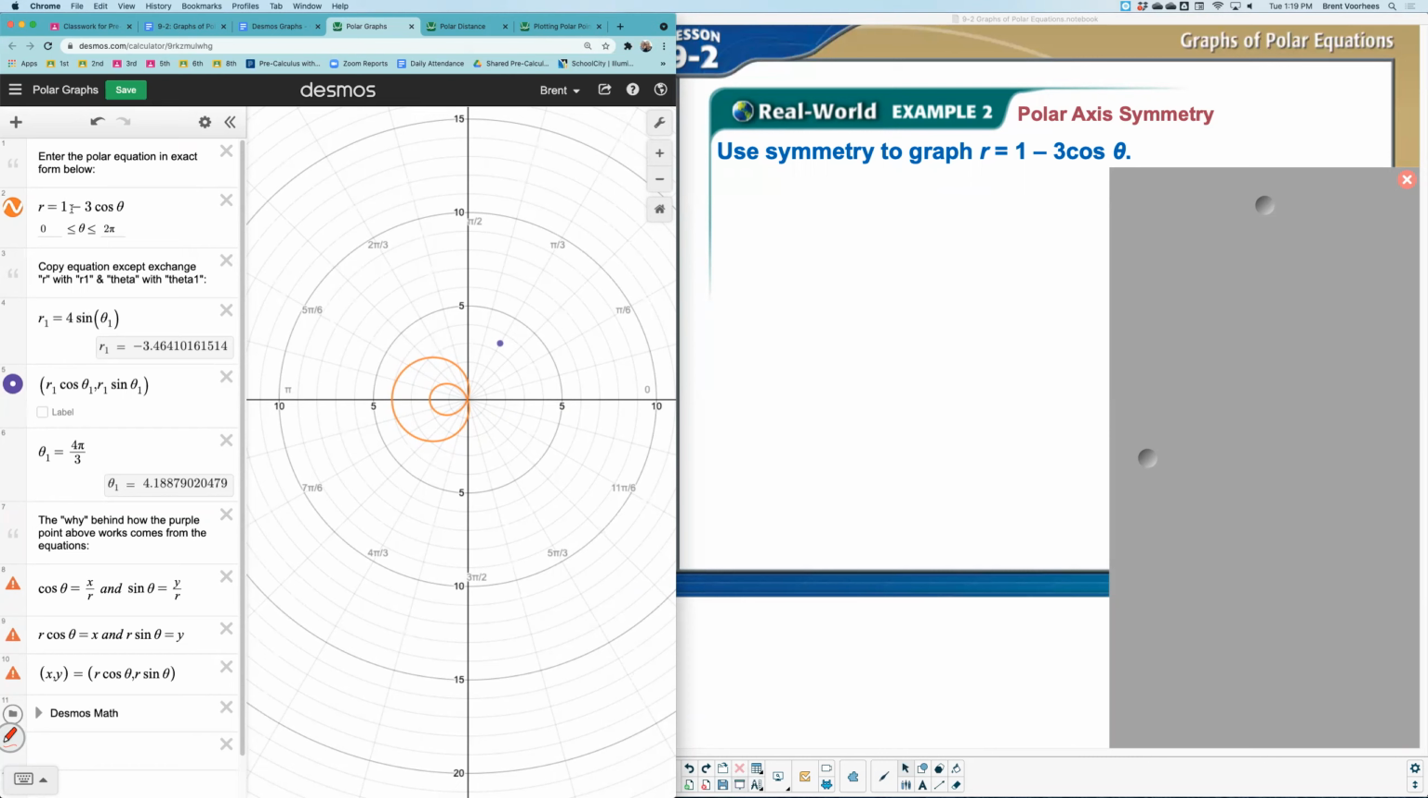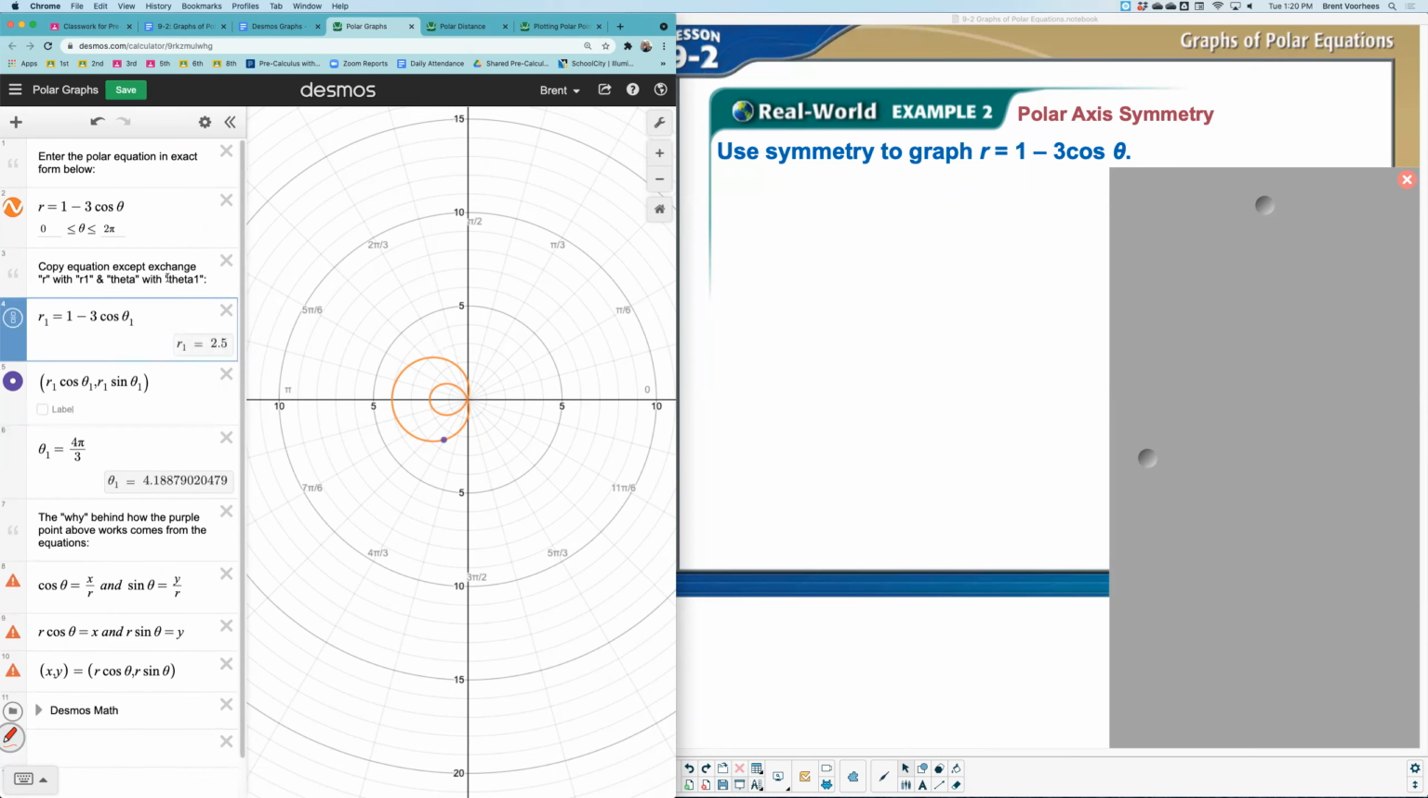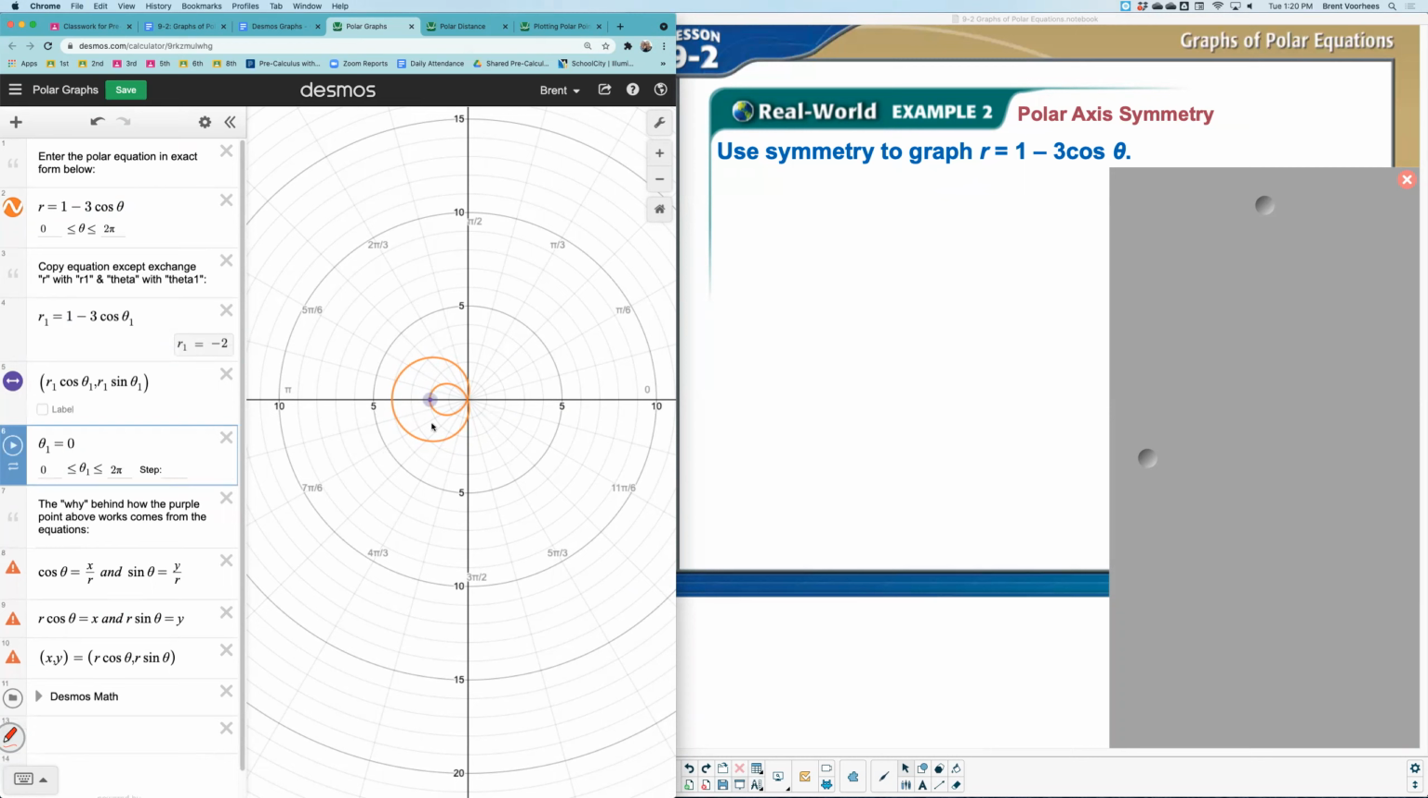And to get this graph looking right, what I need to do is copy this portion of my equation, and I want to fill it in on this R1 right here. So when I fill that in, oh, I need to put a 1. Exchange the theta with a theta 1, and the R needs to be a R1. So I got it. What's going to happen, let me start at 0, is it's going to show you how it graphs. This graph starts on the left.